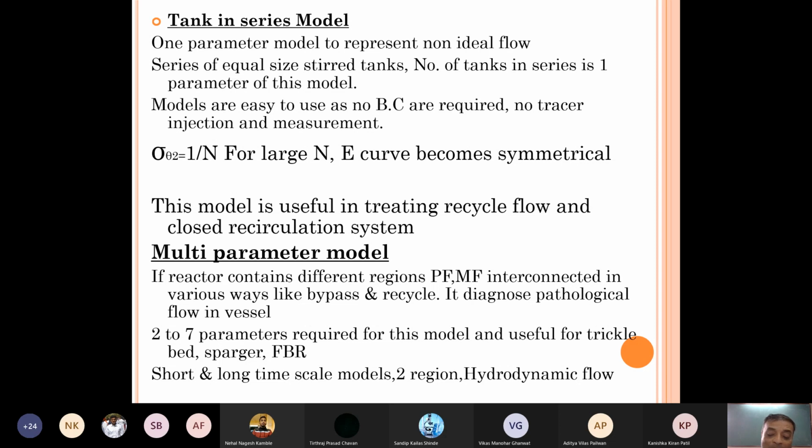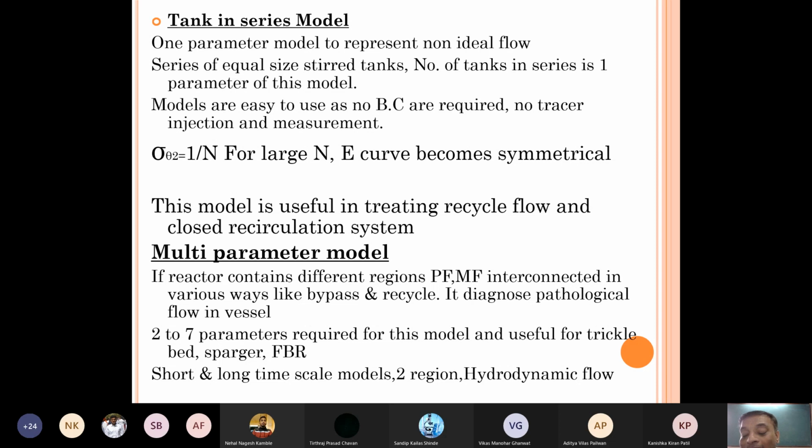So, some names of multi-parameter models, and I will stop. Okay, presentation I will use chalk and board. That models you will get in octet level speed, but I will just go for names of this model. First model is short and long time scale model. Second is two region model. Third is hydrodynamic flow model.